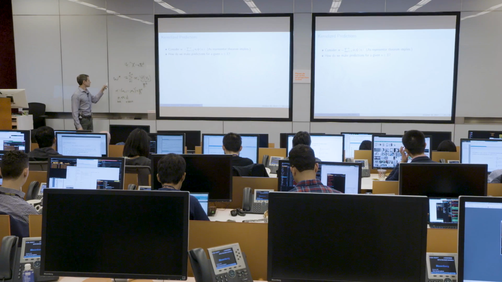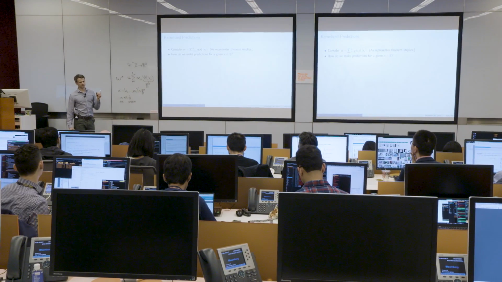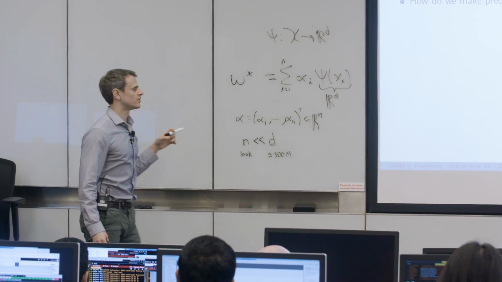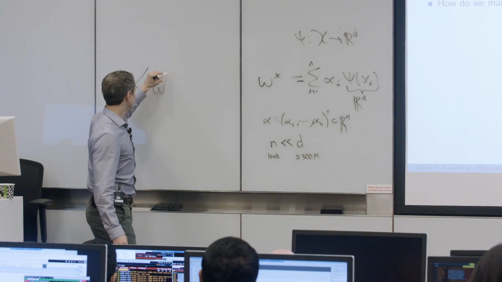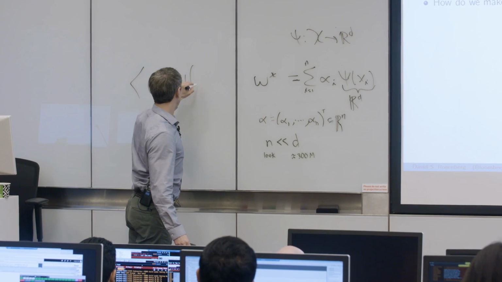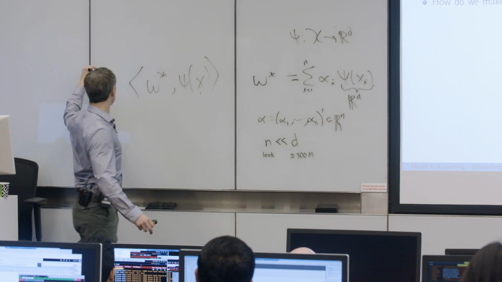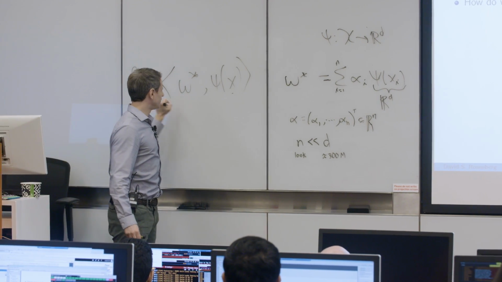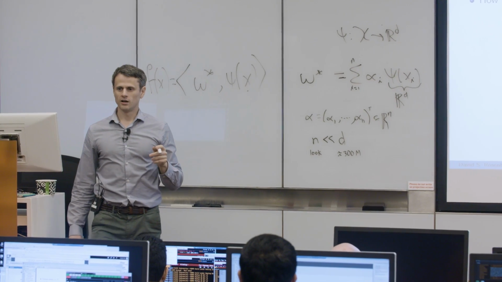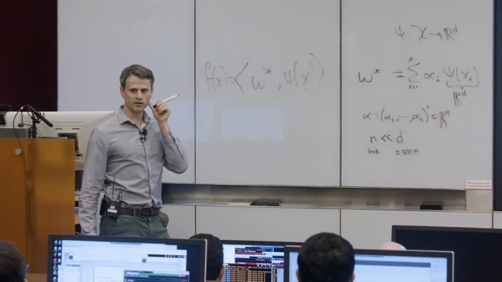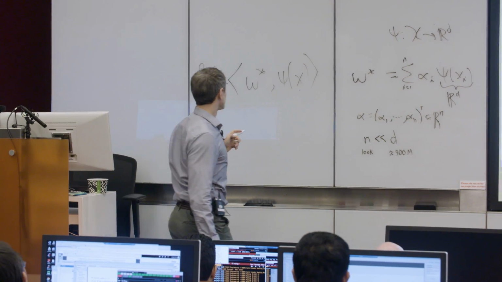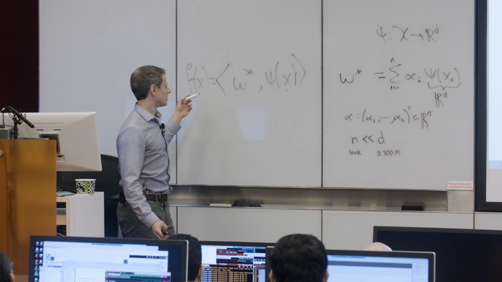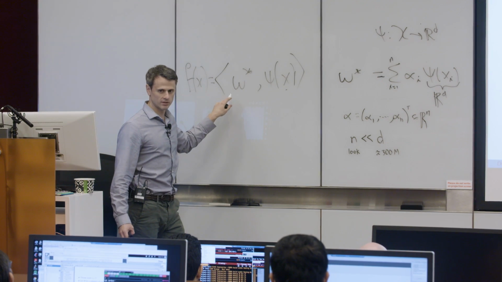OK. So what dimension is W? Yeah, OK. So if our feature space is infinite, then W is infinite. So how are we going to make a prediction? That's the inner product of W star and psi x for a new x. That's our prediction, right? Well, that's great. But this is an infinite dimensional inner product. Naively, that will take a long time to compute, right? So if we want to use these infinite dimensional feature vectors, we're going to actually need a way around computing this inner product.